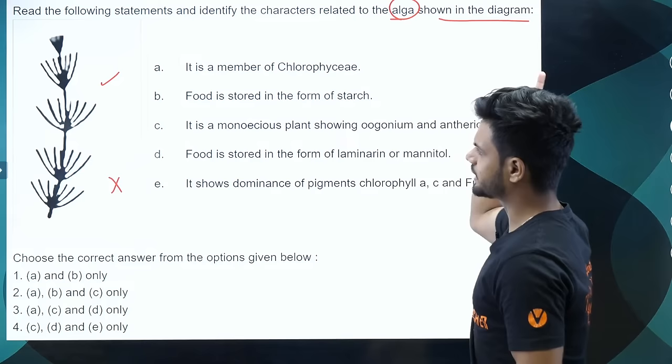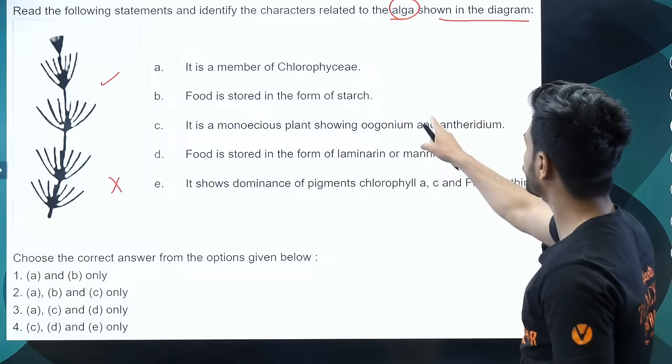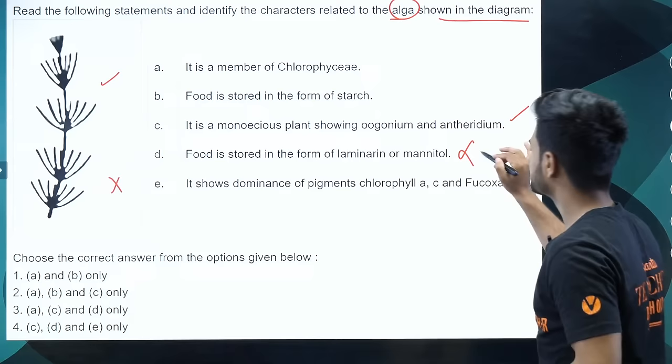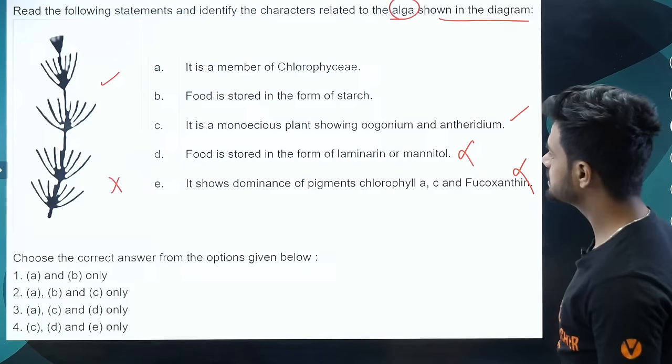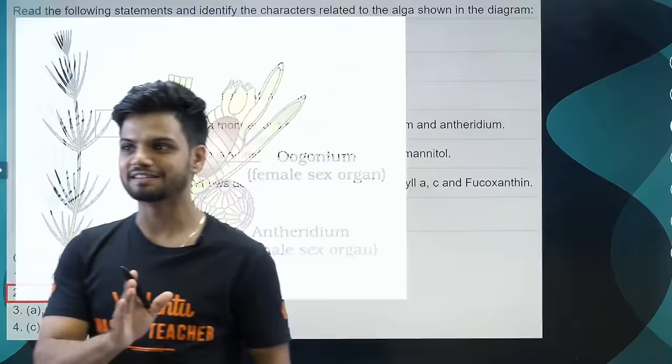A is correct. Food is stored in the form of starch: correct. It is a monoecious plant showing oogamy and antheridium: correct. Food stored in the form of protein: no. It shows dominance of pigments, chlorophyll: no. So what is the answer? A, B, C. Clear? They will not ask you this question. Can you see the same diagram?